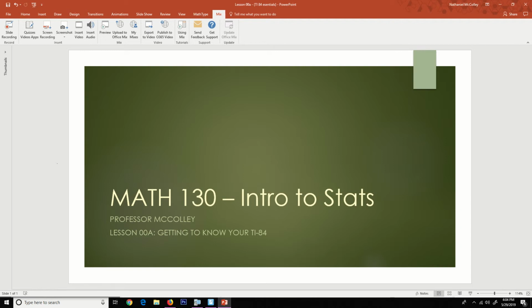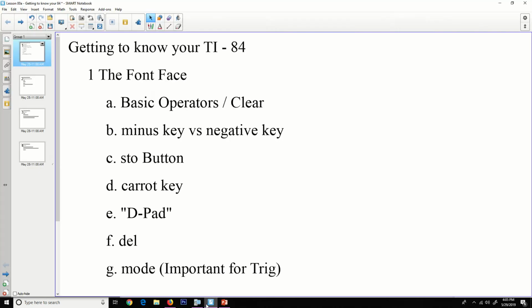So if you are a regular TI-84 user, this may not be very helpful to you, but if this is the first course in which you've been required to use a graphing calculator, certainly this might be of some help to you. So I want to talk about some things about the graphing calculator. We're going to look first at the front face. I'm going to talk about the basic operators and the clear button.